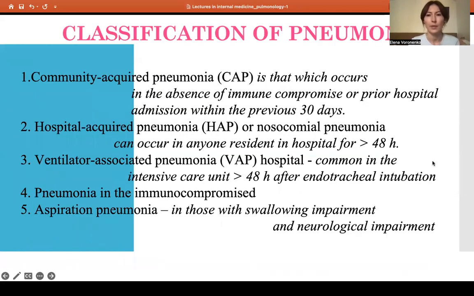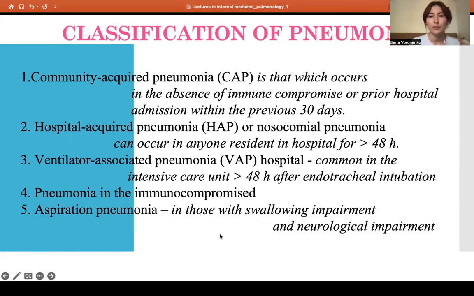Classification of pneumonia. Community acquired pneumonia is that which occurs in the absence of immune compromise or prior hospital admission within the previous 30 days. Hospital acquired pneumonia, or nosocomial pneumonia, can occur in anyone resident in hospital for more than 48 hours.